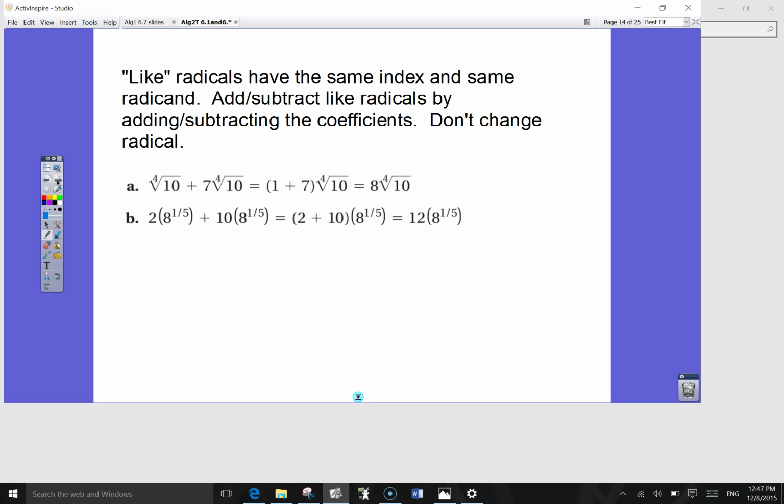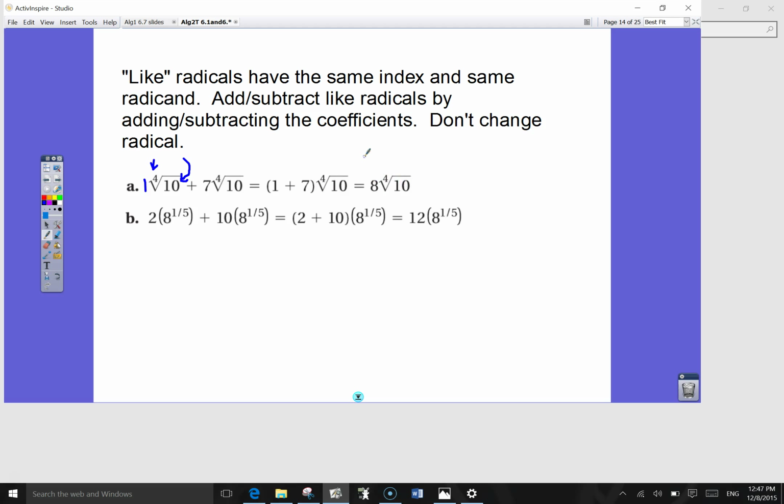So in order to be like radicals, they have to have the same index, we know that word, and the same radicand, we know that word. So the fourth root of 10 and the fourth root of 10, these two are clearly like radicals. So you can add them up, and you add them up by adding their coefficients. 1 plus 7 times the fourth root of 10, which is 8 times the fourth root of 10.